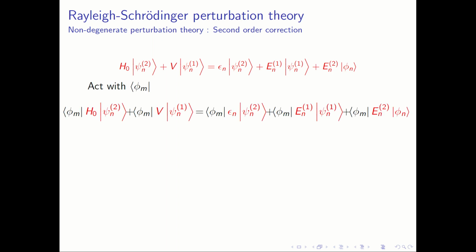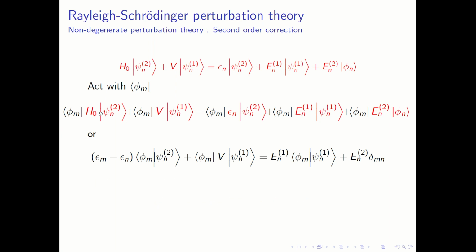Well, let's start by hitting both sides by the bra φm. If you do that, the right hand side is pretty easy. All these numbers, epsilon n, En1, En2 are just numbers. They come out and you directly end up with overlaps. On the left, this one becomes epsilon m times φm, so this is also a simple overlap. And if I just move this term, which is epsilon n φm ψ2, to the other side, you end up with epsilon m, which came from here, minus epsilon n, which came from here, φm ψ2 plus φm V ψ1 equals En1 φm ψ1 plus En2 delta mn.